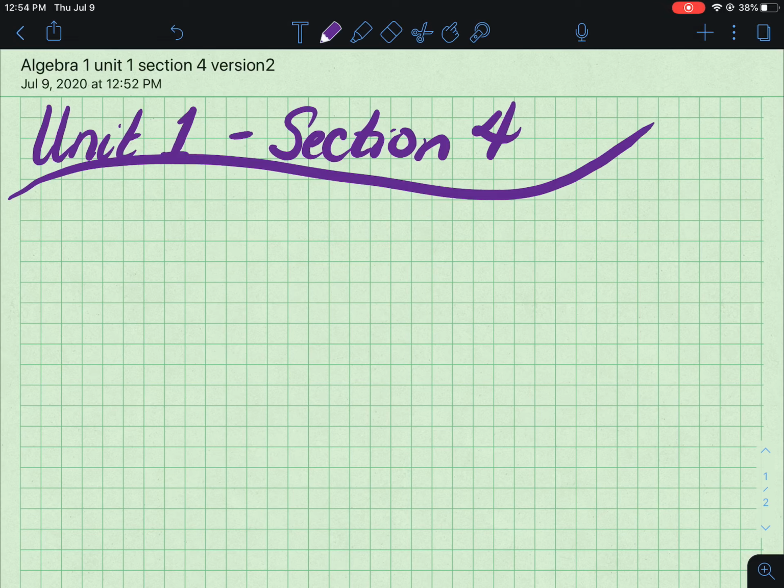Okay, today we're working on Unit 1, Section 4, and we're going to solve multi-step equations. I'm just going to do a couple different types of examples for you, and I'm going to explain what I'm doing on each step in writing, and I'm also going to say it as I go. So solve multi-step equations.